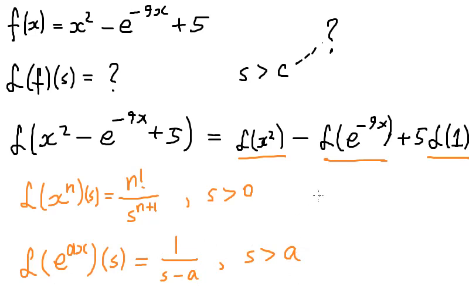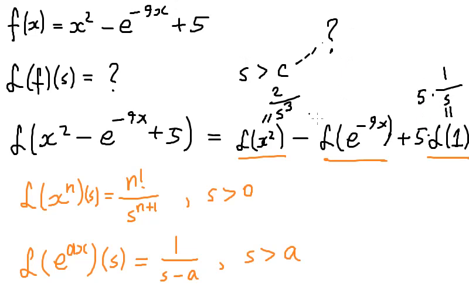Now in our case, for the first one, we want two instances of the formula. One when n is equal to 2, because we've got a square there. So in that case, we will get 2 factorial, which is 2, divided by s to the power 2 plus 1, which is 3. And we also want to make use of the formula here, and that will give us 5 times, I'm keeping the 5 I had there, L of 1, which is the Laplace transform of x to the power 0. So to get 1, I need to make n equal to 0. So that will be 0 factorial, which is 1, divided by s to the power 0 plus 1, which becomes not 2, but 1. I made a mistake there. In other words, it's just s.